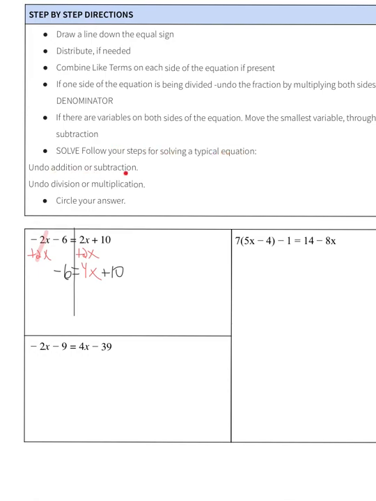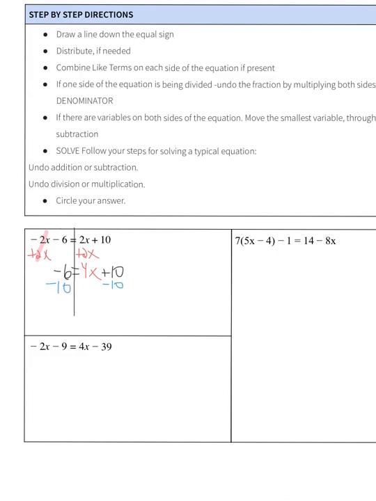Now I need to solve using the steps for a typical equation. So undo addition or subtraction, and then undo division or multiplication. So I'm looking at this equation right here. I have negative 6 equals 4x plus 10. I see addition to undo. So I'm going to undo my addition by subtracting. We always do the opposite. Plus 10 minus 10. Whatever I do to one side, I must do to the other side.